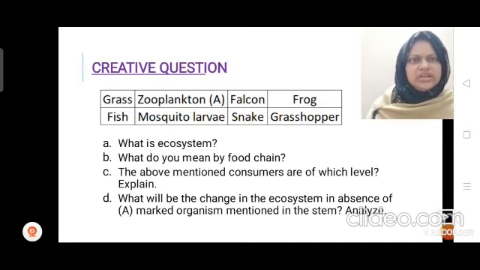And the questions are: number A, what is ecosystem? B, what do you mean by food chain? C, the above mentioned consumers are of which level? Explain. D, what will be the change in the ecosystem in absence of a marked organism mentioned in the stem? Analyze.